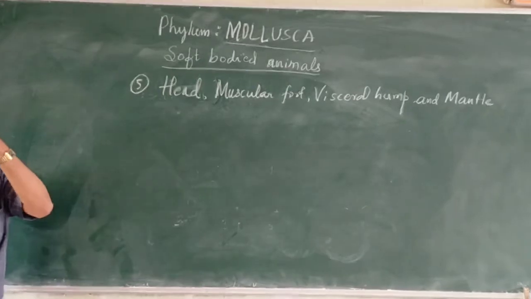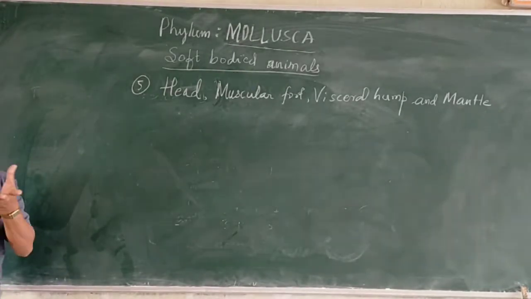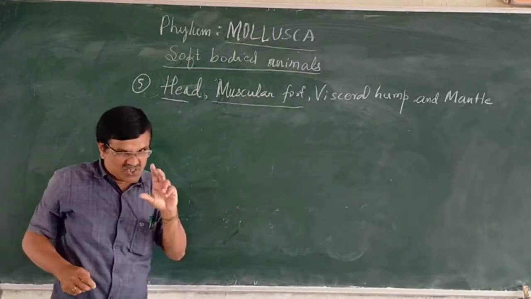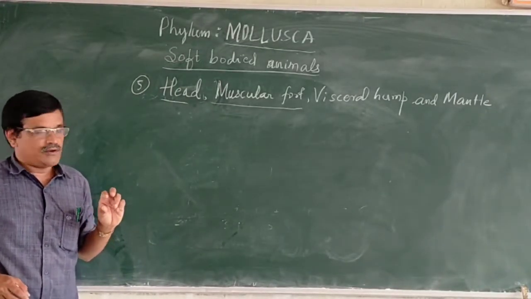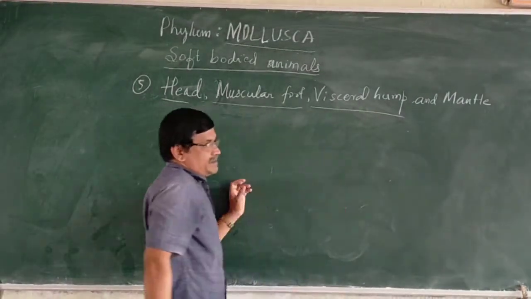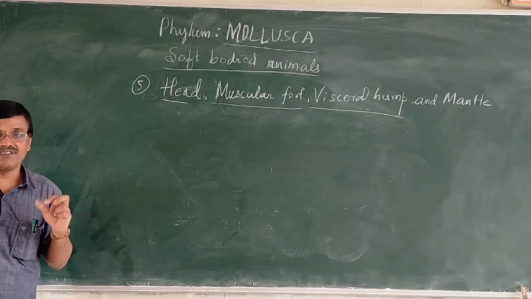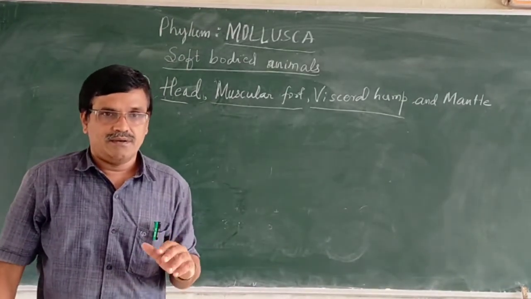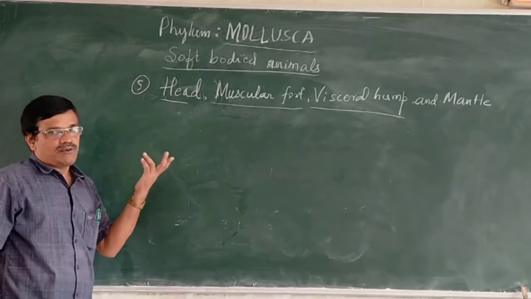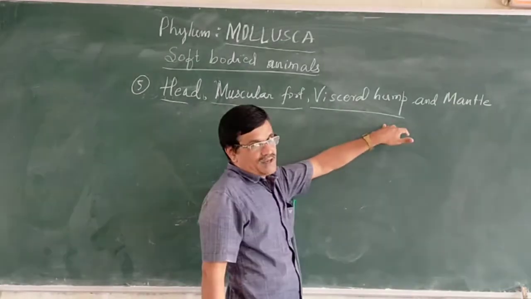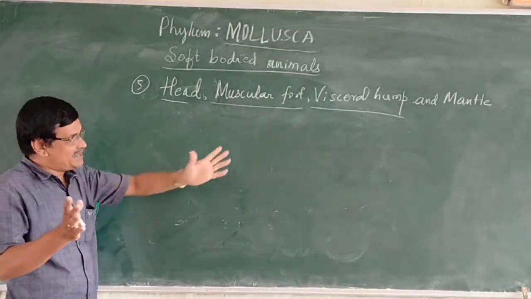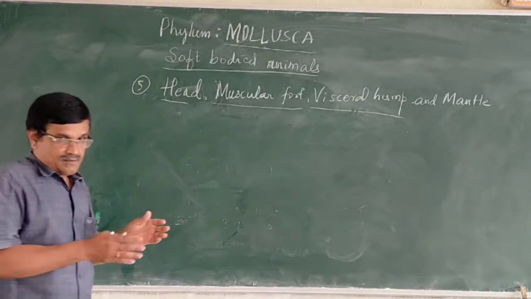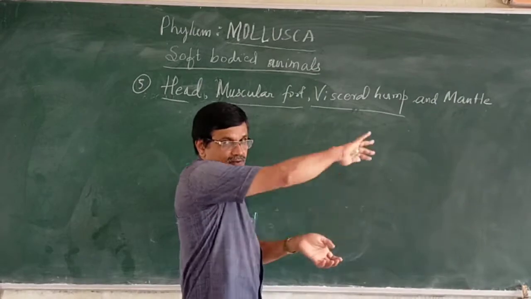The head is the anterior portion of the body and may exist in different shapes. The foot is muscular in nature. The visceral hump encloses all the visceral organs, for example digestive organs, excretory organs, and reproductive organs. The mantle is a thin fold of skin which covers the visceral hump.